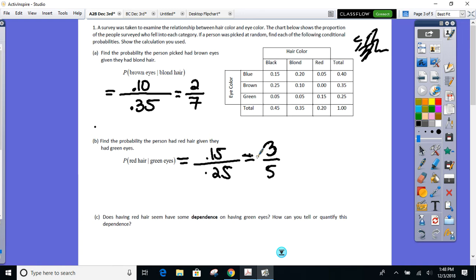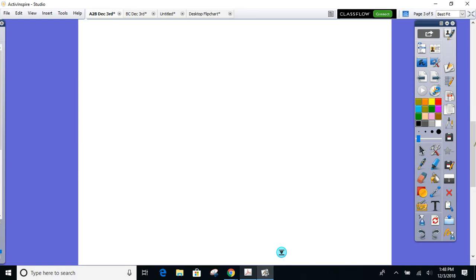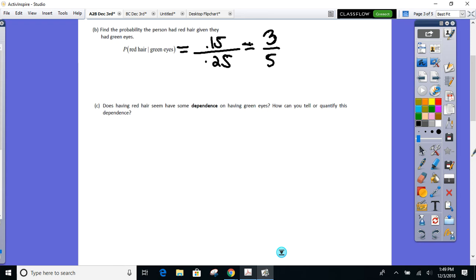Okay. We all good? All right, now go back to the dependence. Does having green eyes depend on, I'm sorry, does red hair have some dependence on green eyes? I don't know, let's check. Let's use the first definition, which is the probability of, go ahead, pick one. Which one do we want to start with, green or red? All right, so the probability, I'll put RH for red hair, times the probability of green eyes.